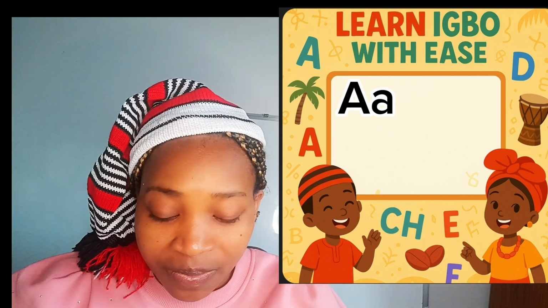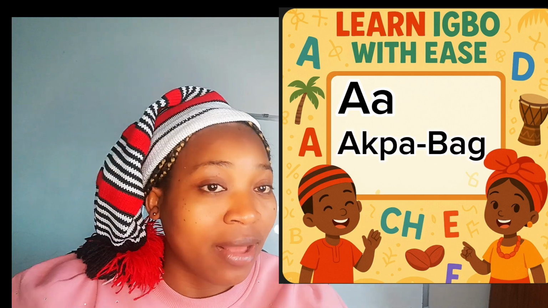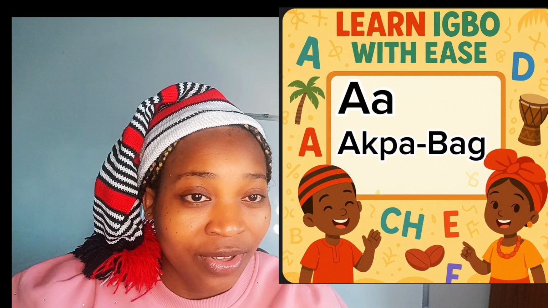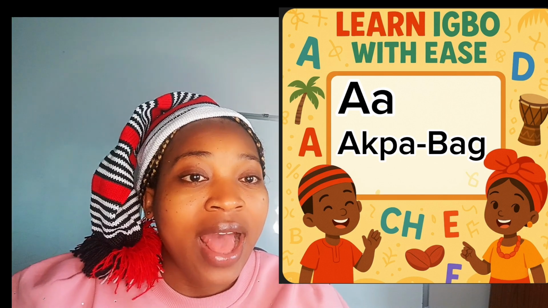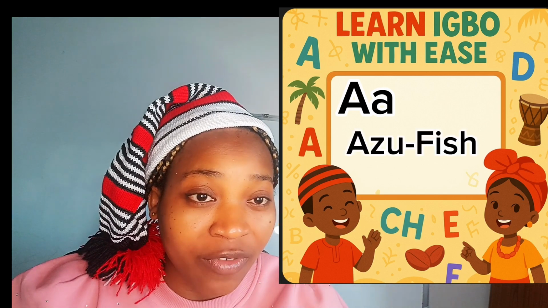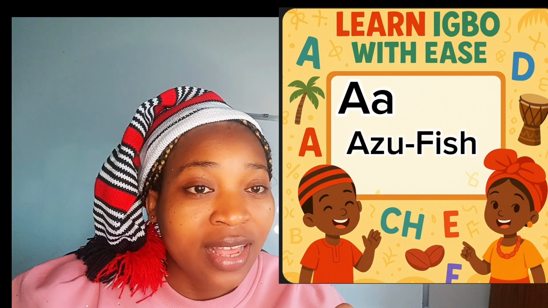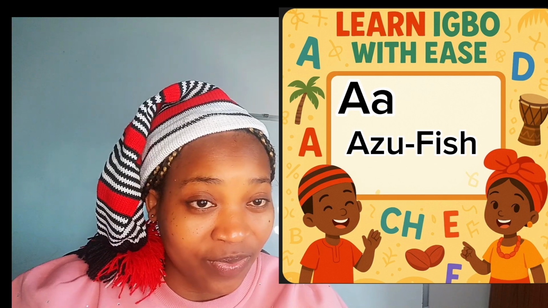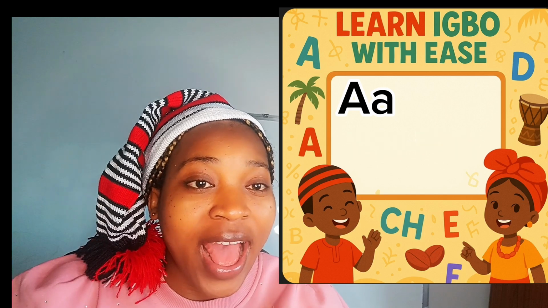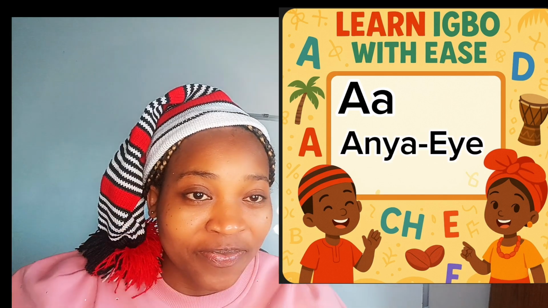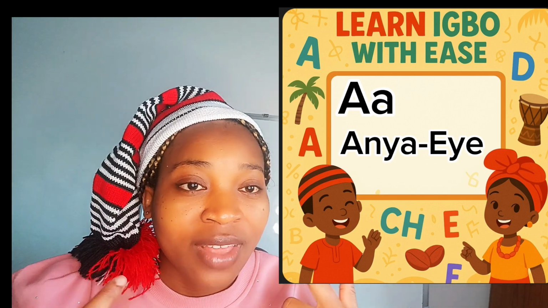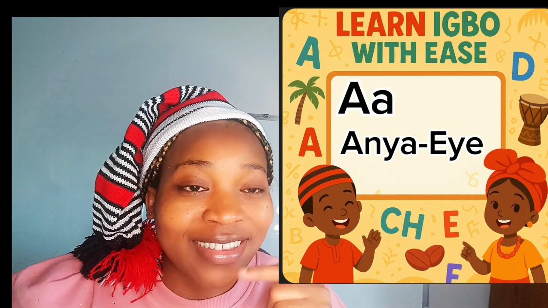So A bomaka, akpa. Akpa is bag in Igbo language. A bomaka, azu. If you've watched our video about animals, you know what azu is. Azu is fish. A bomaka, anya, your eyes. If you've watched our video about the parts of the body, you know that eyes is anya.